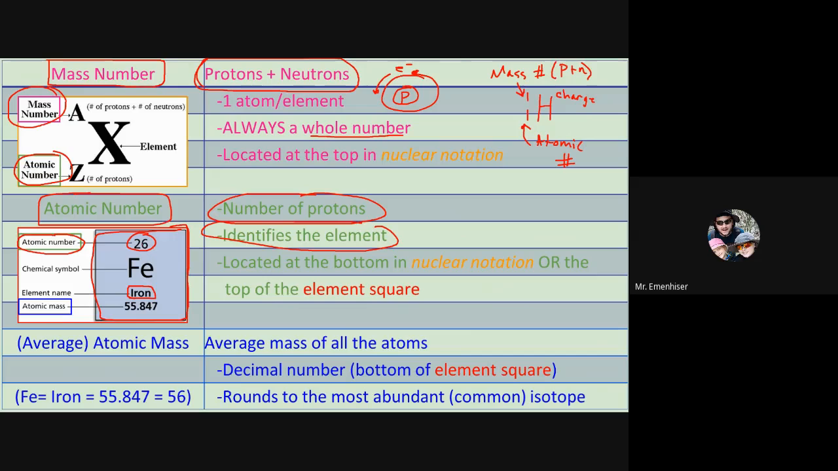So if you look at number 26, iron has a symbol Fe. And then down here is the average atomic mass. This is the average of all iron atoms in the universe. Okay? So the average atomic mass is below the symbol. The atomic number is above the symbol. And the periodic table is organized by atomic number.